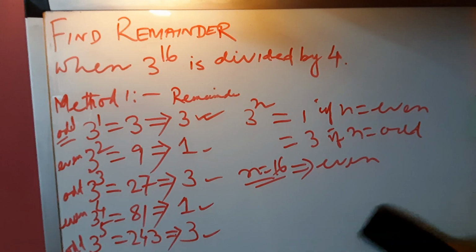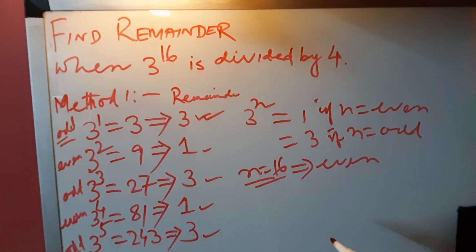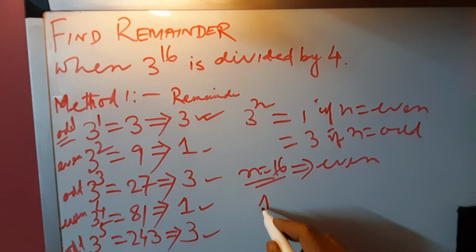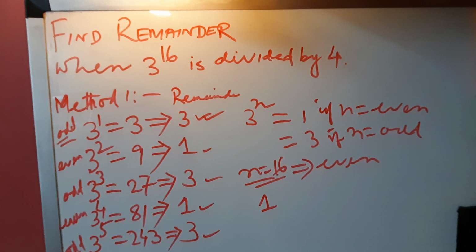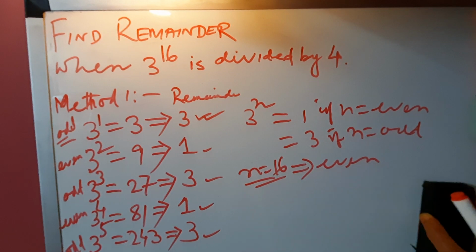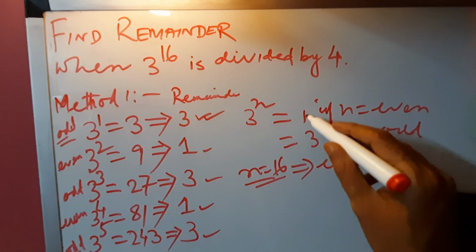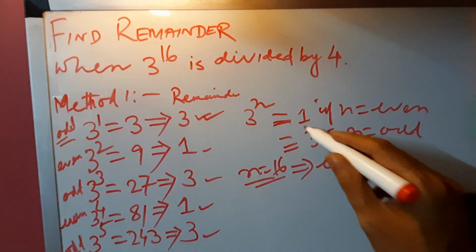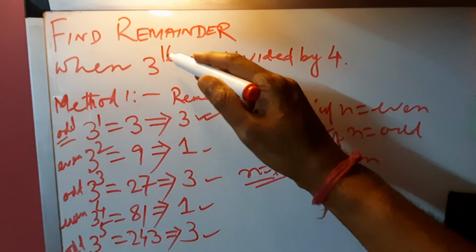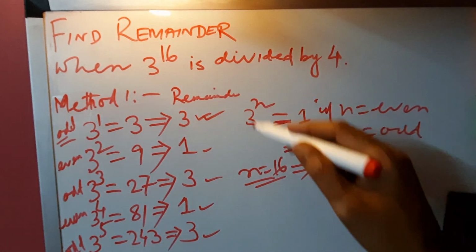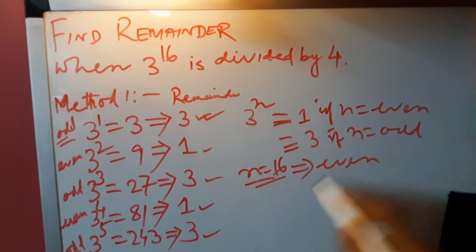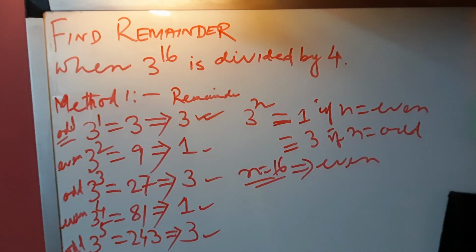So that means if we divide 3 to the power 16 by 4, then the remainder will become 1. Because n is even, the remainder will become 1, and if n is odd, the remainder will be 3. So here 3 to the power 16, the value of n is 16. This is an even value, so that's why the remainder will be 1. So this is the one process.